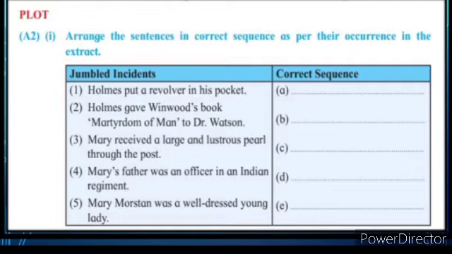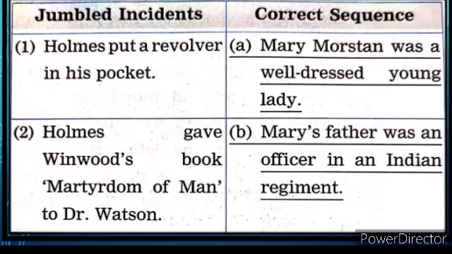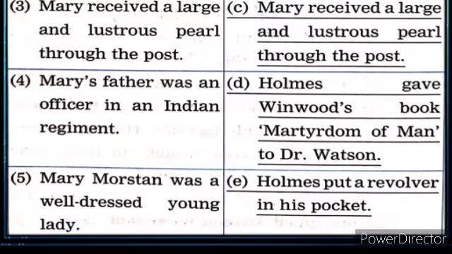Plot. Arrange the sentences in correct sequence as per their occurrence in the extract. Jumbled sentences: Holmes put a revolver in his pocket. The correct sequence is: First, Mary Marston was a well-dressed young lady. Second, Mary's father was an officer in an Indian regiment. Third, Mary received a large and lustrous pearl through the post. Fourth, Holmes gave Winwood Reade's book Martyrdom of Man to Dr. Watson. Fifth, Holmes put a revolver in his pocket.